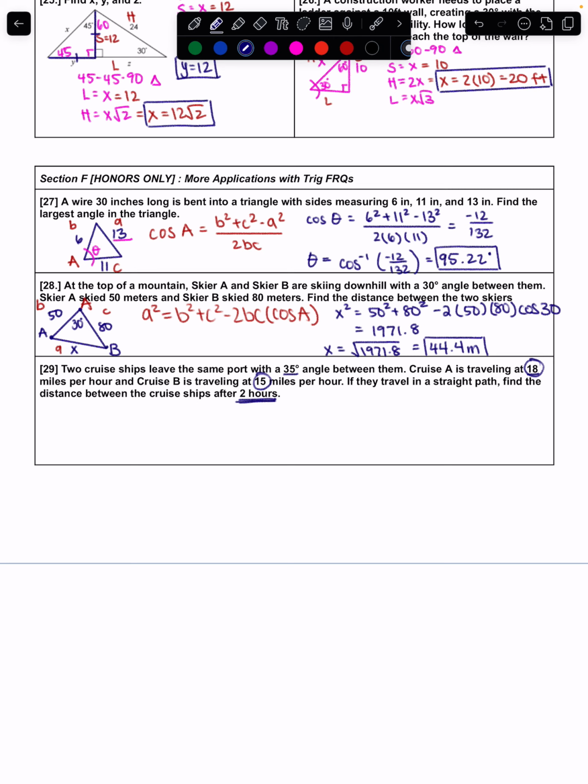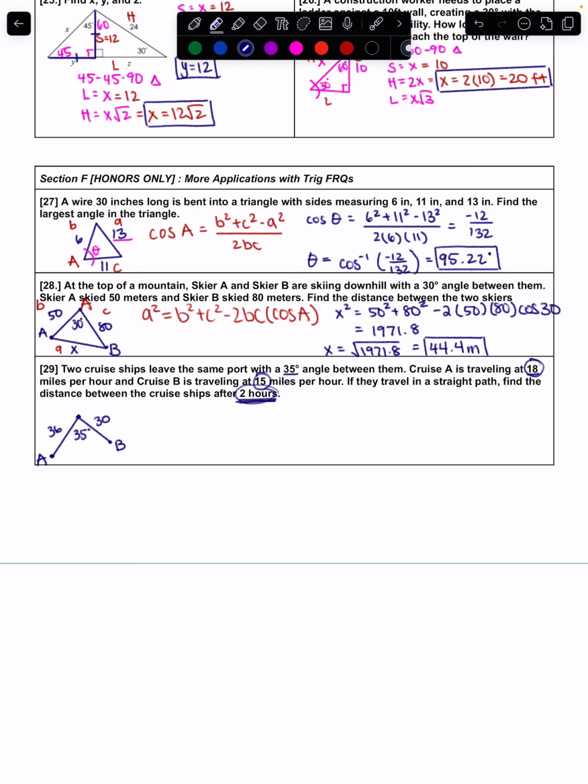Okay, so we're going to take that 2 hours and multiply that by the 18 to get our cruise A. So 2 times 18 gives me 36. Okay, so they leave from the same port, so I'm going to make this the starting point. So we got 36 for A, and then 2 times 15 is going to be 30 for cruise B. And we have 35 degrees between the two.